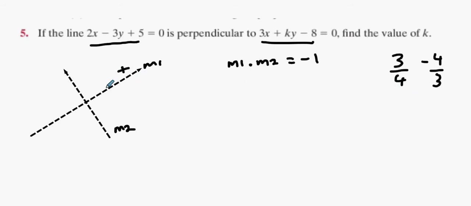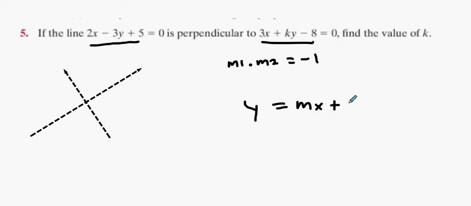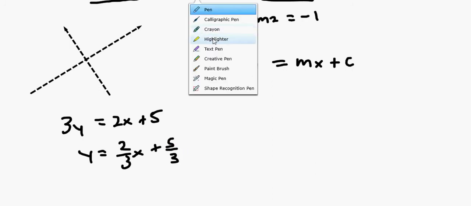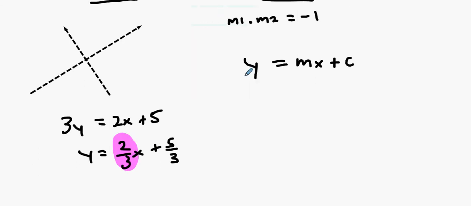A positive slope, which is going upwards, is always perpendicular to a negative slope, which goes downwards when traveling left to right. If I had minus 5 over 7 as a slope, the perpendicular slope to that would be positive 7 over 5. Now, what we're going to use here is the equation y equals mx plus c. We use y equals mx plus c, and what we can get is 3y equals 2x plus 5. Divide by 3, y equals 2 over 3 x plus 5 over 3. This means it has a slope of 2 over 3. So the perpendicular slope must be minus 3 over 2.